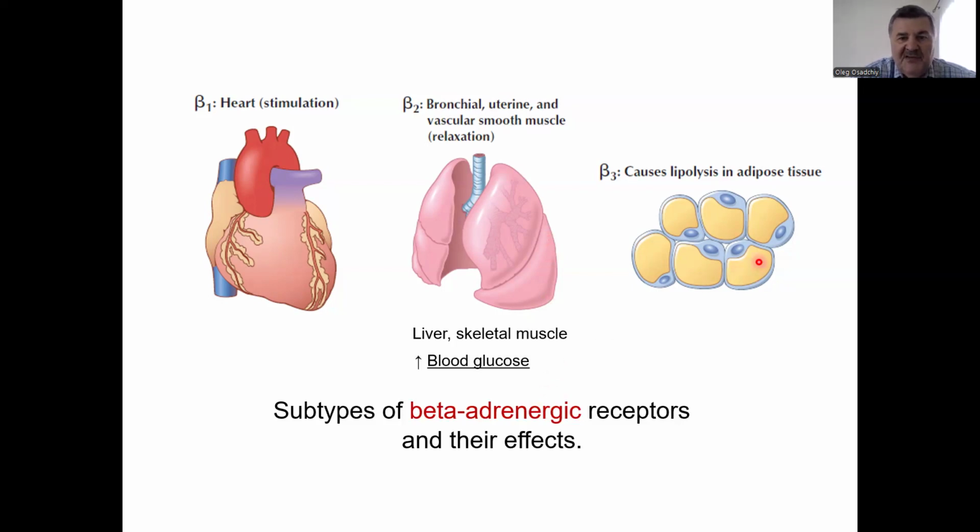Finally, there is beta-3 adrenergic receptor subtype, which is found in adipose tissue, and its stimulation contributes to lipolysis, which releases free fatty acids into the blood, and subsequently the free fatty acids are oxidized to generate energy. So they're used as metabolic fuel.